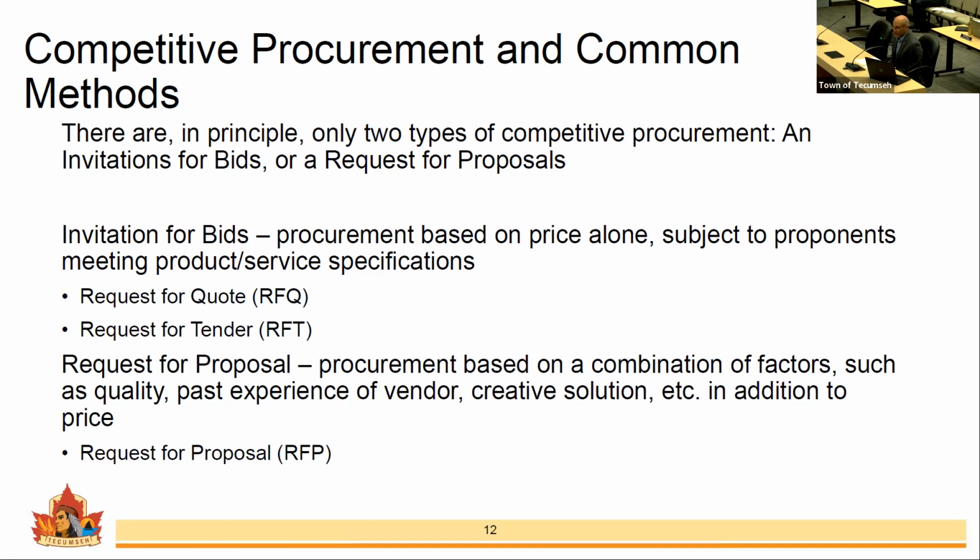So invitation for bids, this is procurement based on price alone, subject to proponents meeting product or service specifications. And those can be referred to as RFQs, RFTs commonly. A request for proposal, this is a procurement based on a combination of factors such as quality, past experience of the vendor, creativity, etc., in addition to price.